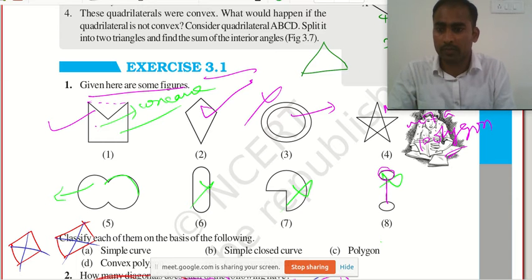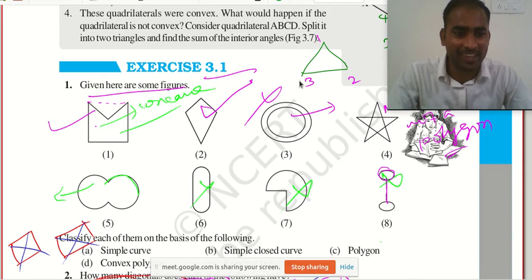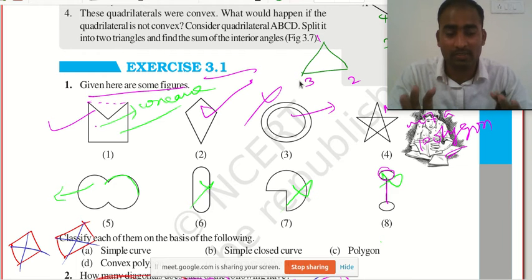What are the diagonals of a triangle? Is there a diagonal of a triangle? See, first, that is why you need to apply the concept you learned. What is a diagonal?